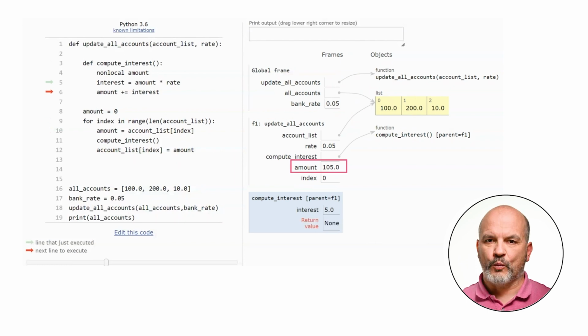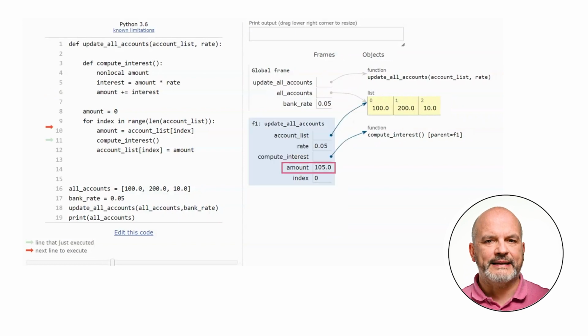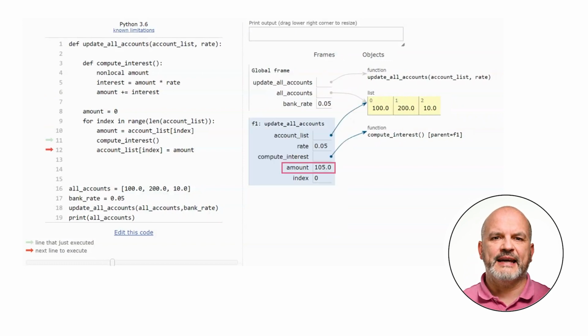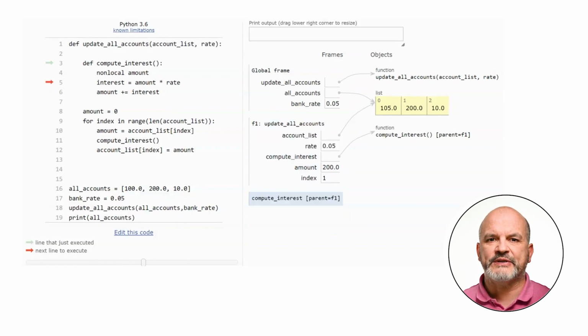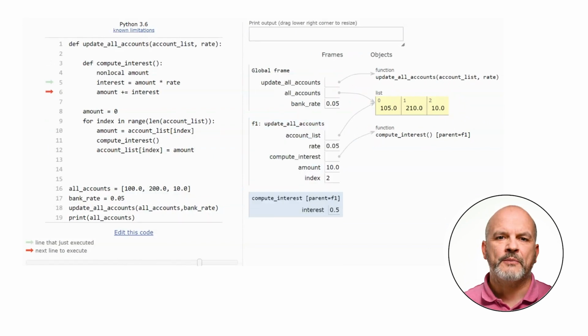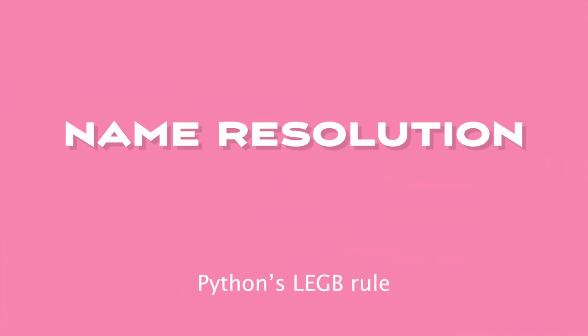When line 6 is evaluated, notice that it is the variable amount from the frame f1 that is modified, not a local variable. Once completed, the program continues its execution from line 12 and updates the list of accounts. The same process repeats another 2 times before the program terminates.